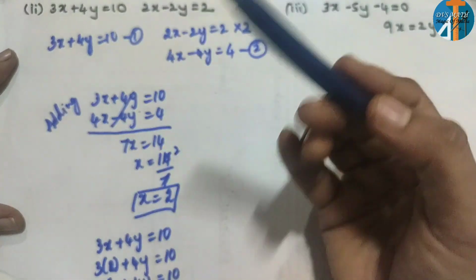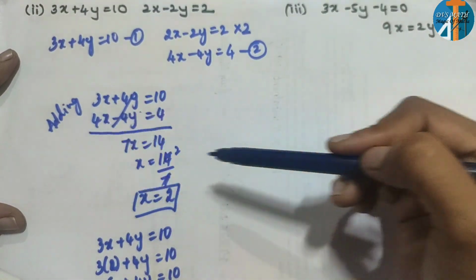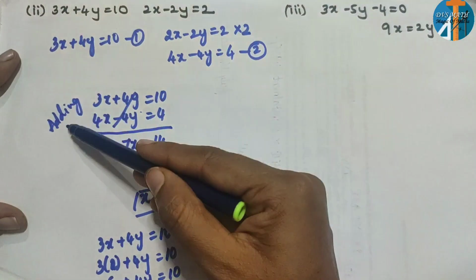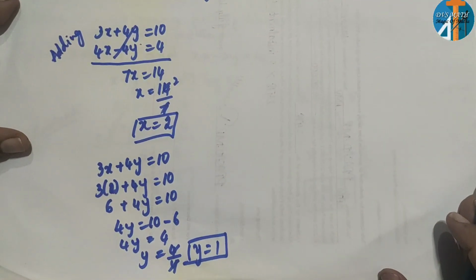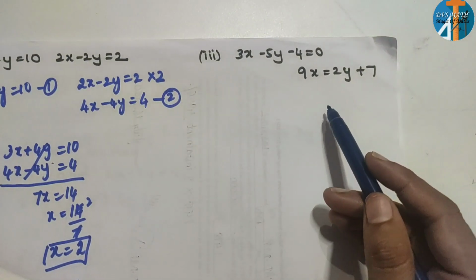If they have the same sign, you have to change the sign of the second equation. That means you have to subtract, and then simplifying you will get the x and y values. Okay, x is equal to 2, y is equal to 1. Clear? So let's move on to sub question 3.